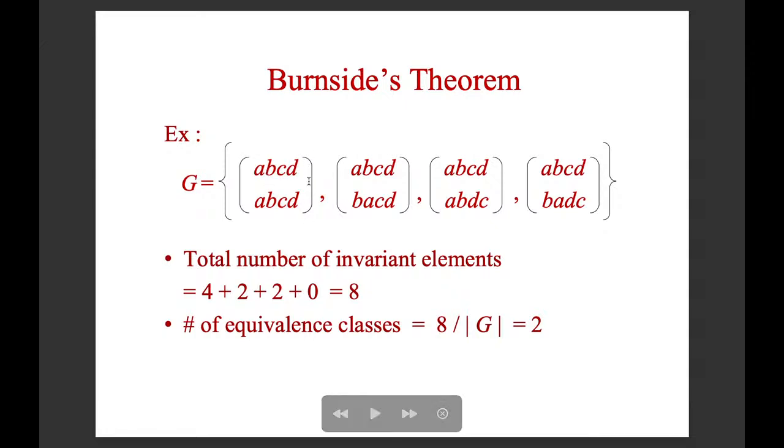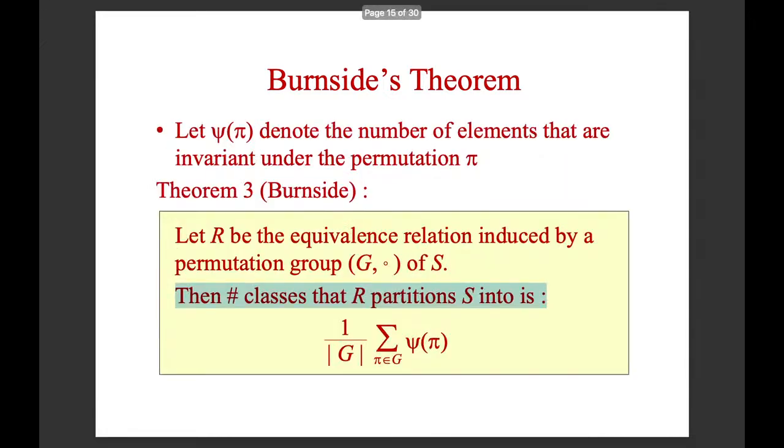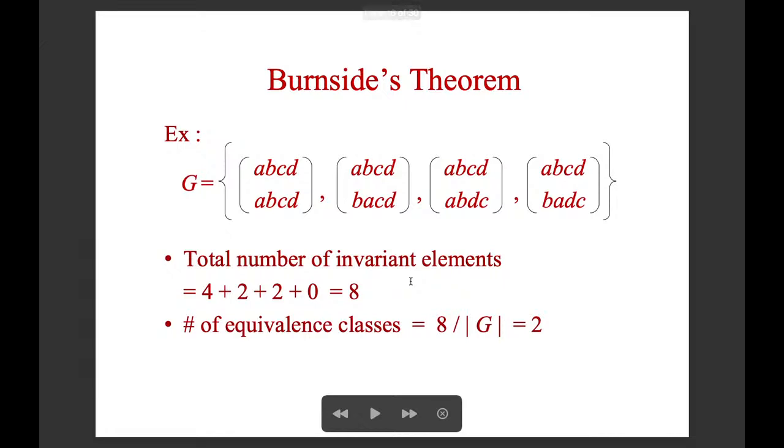So how can we get 2? By the Burnside Theorem, we count the average number of invariants in these permutations. For this one, there's 1, 2, 3, 4: A maps to A, B maps to B, C maps to C, D maps to D. So there are 4 invariants here. For this one, A doesn't map to itself, B doesn't map to itself, but C maps and D maps, so there's 2 here. Another 2 here, because for this one, A to A, B to B. And for this one, it is 0. So 4, 2, 2, 0, and the average of them is equal to 2. So we can count the number of equivalence classes as 2.